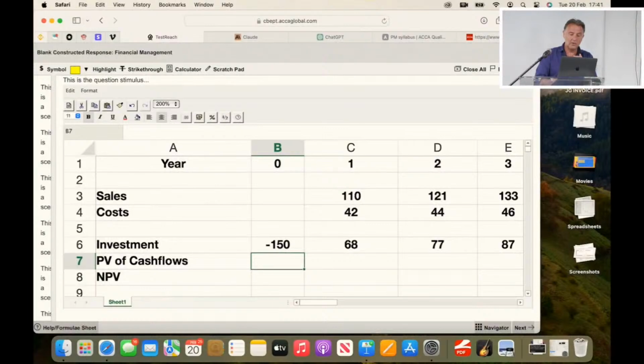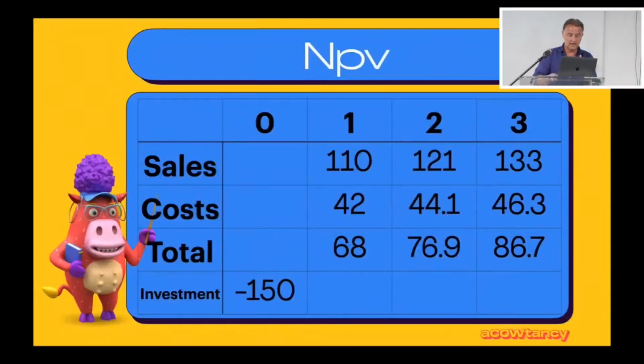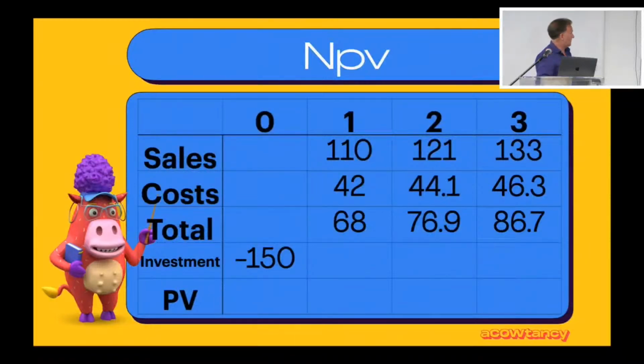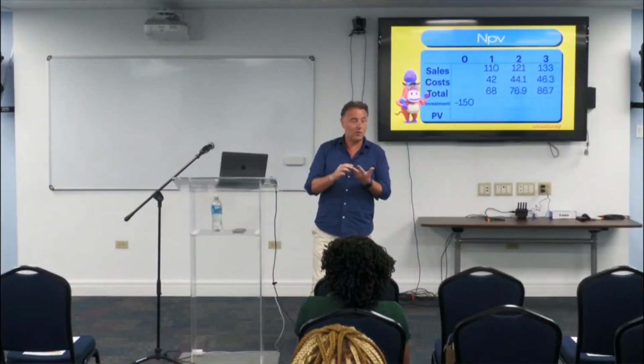And now when we do a NPV, net present value, what I want to know is, would you rather have £68 in year one, or it's not 68, but pretend that was 68. Would you rather have 68 in year one or 68 in year three? If I was to give you £68, would you rather have it in year one or in year three?